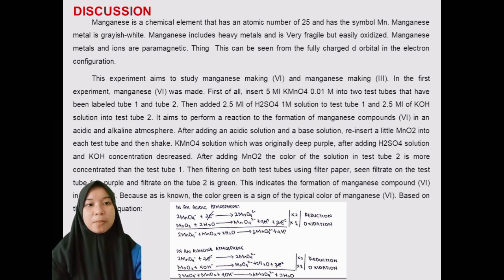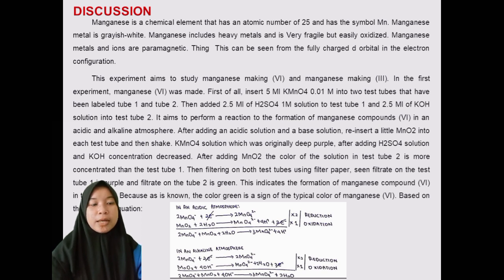In the first experiment, manganese 6 was made. First of all, insert 5 milliliters of potassium permanganate 0.01 molar into 2 test tubes that have been labeled tube 1 and tube 2. Then add 2.5 milliliters of sulfuric acid 1 molar solution to test tube 1 and 2.5 milliliters of potassium hydroxide solution into test tube 2. It aims to perform a reaction for the formation of manganese compound in an acidic and alkaline atmosphere.